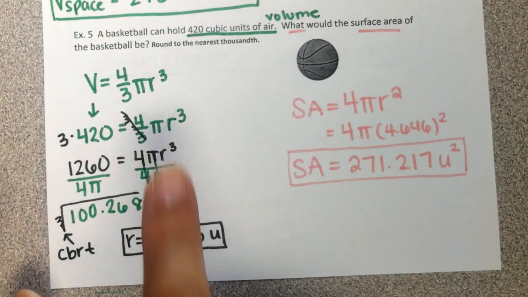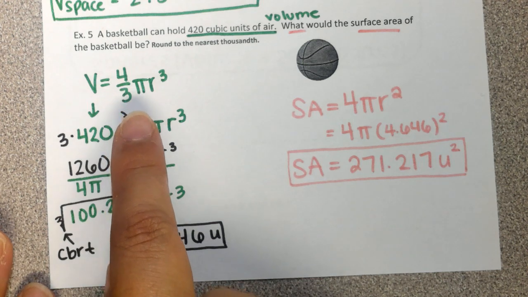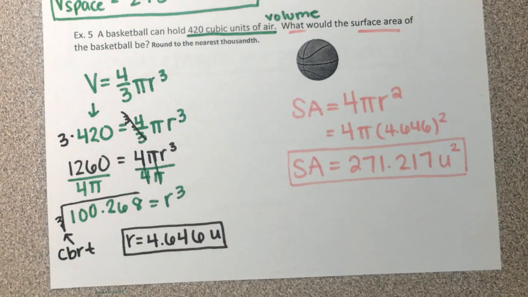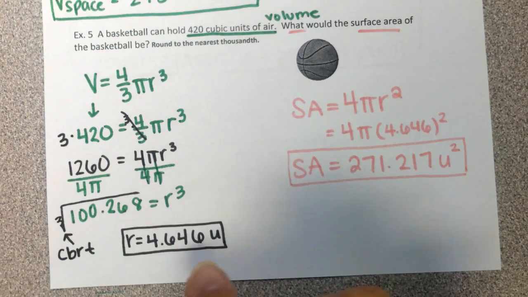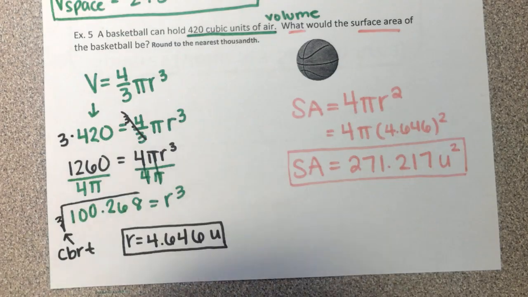So again, to get r by itself, you could divide by 4/3 pi, or you can multiply by 3, then divide by 4 pi. It's the same thing. And then you are going to cube root to get r by itself. And then plug it in. That's it. Okay?